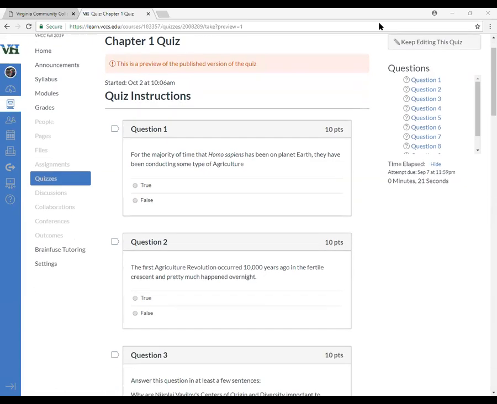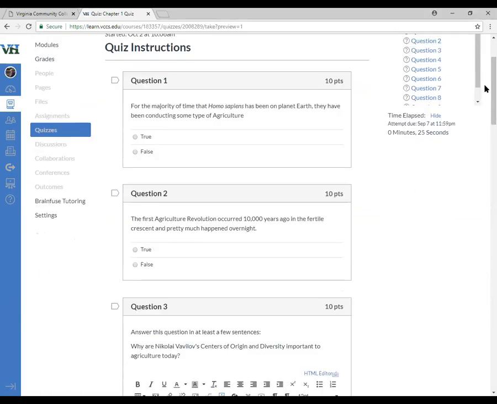So for quiz 1 here: for the majority of time Homo sapiens has been on planet Earth, they have been conducting some type of agriculture. True or false? That is actually false. We're talking about the agricultural revolution. A lot of people put that as true. Actually, 99% of the time that Homo sapiens has been on Earth, we were hunters and gatherers. So I ended up giving a lot of people fudge points, as they call them, to get around that.